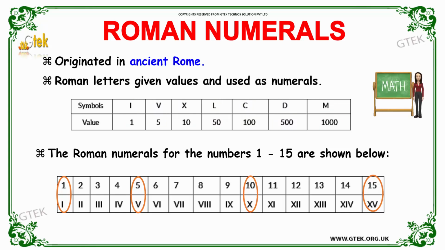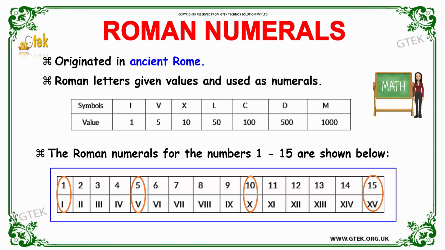And the Roman numerals for numbers 1 to 15 are shown below. 1 is I and 2 times I is 2. 3 times I is 3. I and a V represents 4. So this set represents how the numbers are written in Roman letters.